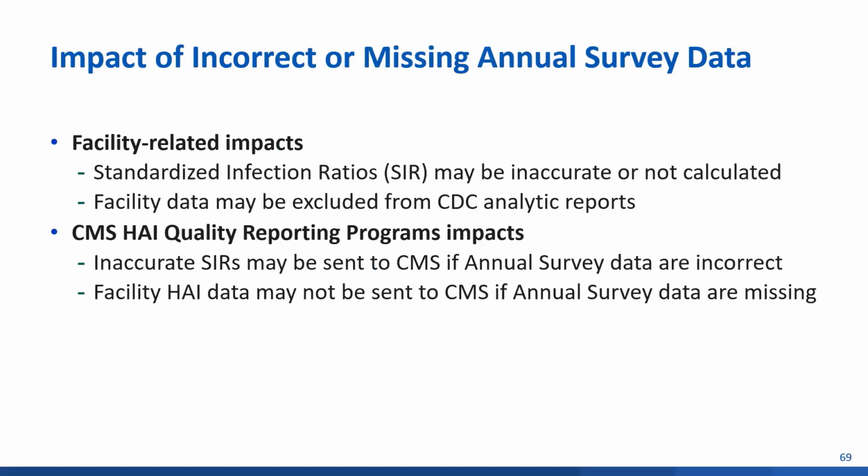If there is incorrect or missing data on the annual survey, it can have an impact for the facility and their reporting programs. For facilities that have an inaccurate SIR, it may not be calculated and therefore excluded from CDC analytic reports. Inaccurate SIRs may also be sent to CMS or excluded from CMS reporting if missing. Next slide.